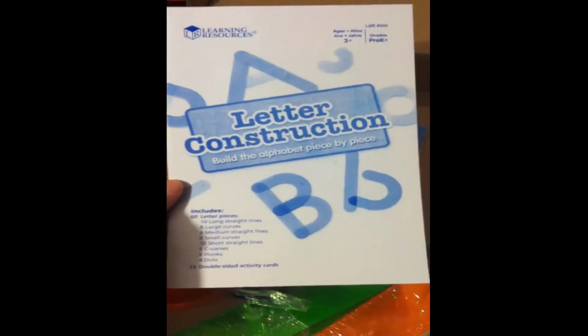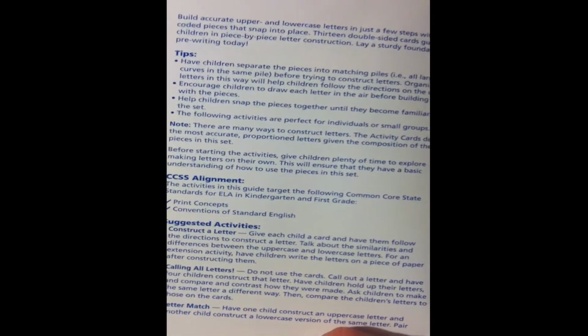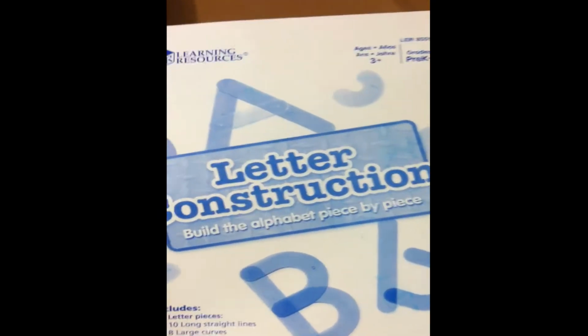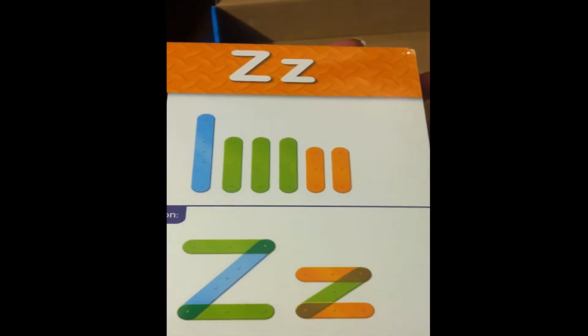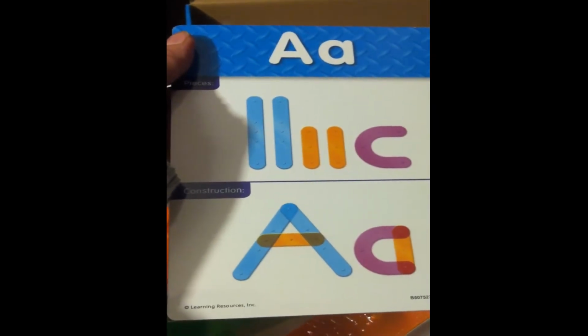So it comes with a little how-to, it looks like, instructions, tips. So it comes with this little tips and alignment and suggestion activities that you can do with these letter construction pieces. And then it also comes with a package of cards, A to Z. So we're going to put all this open, and then we'll come right back.